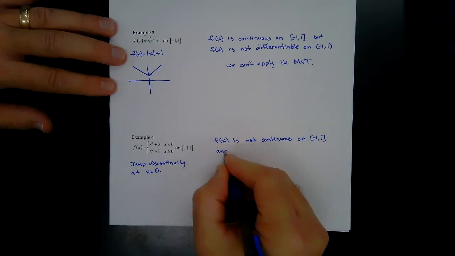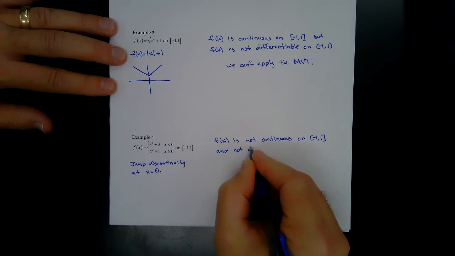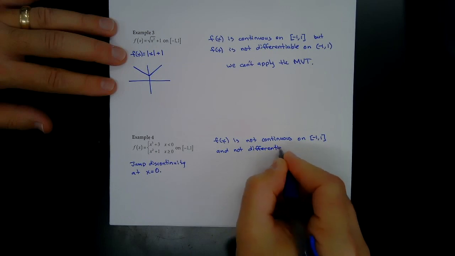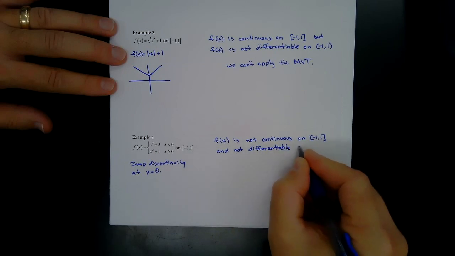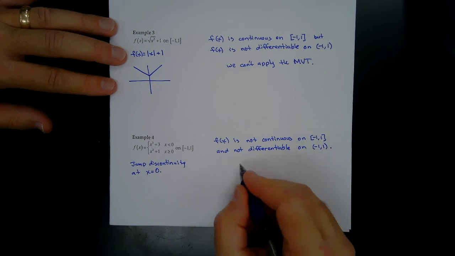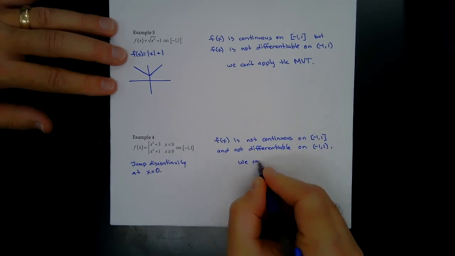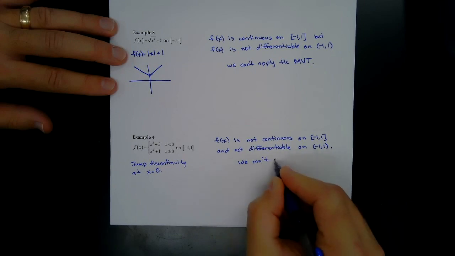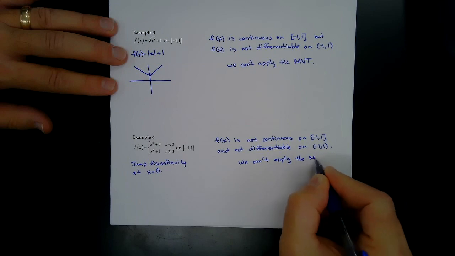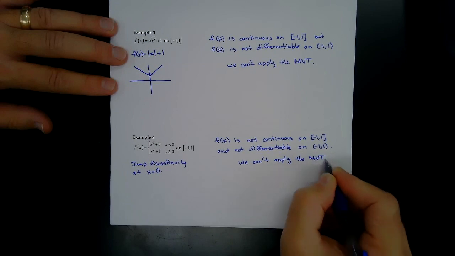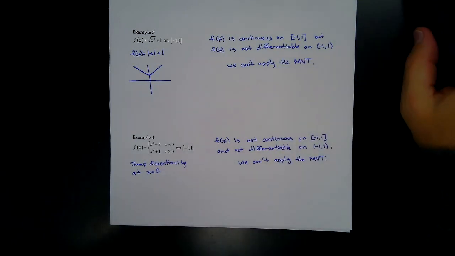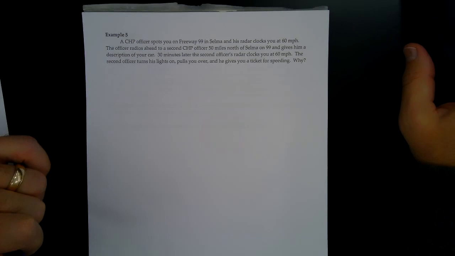And not differentiable on the open interval -1 to 1. Okay, so what does that mean? That means we can't use or apply the MVT. All right. Let's go to the next problem.